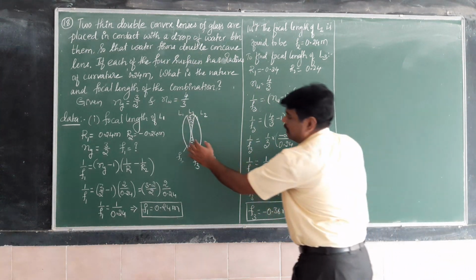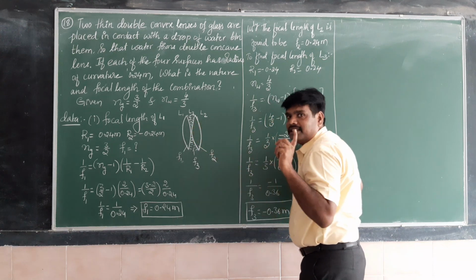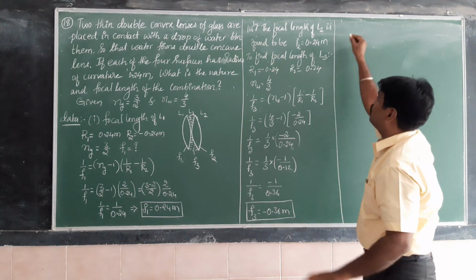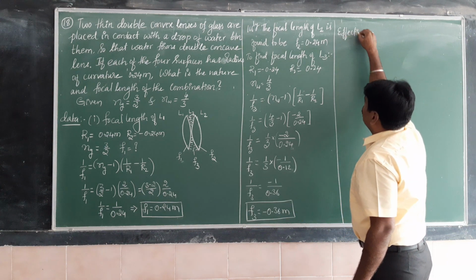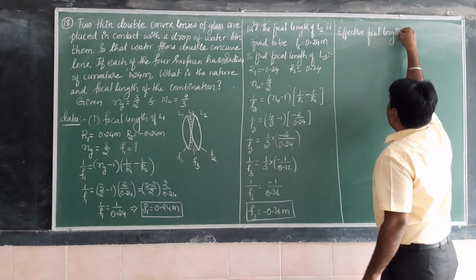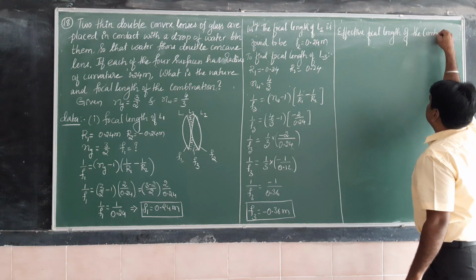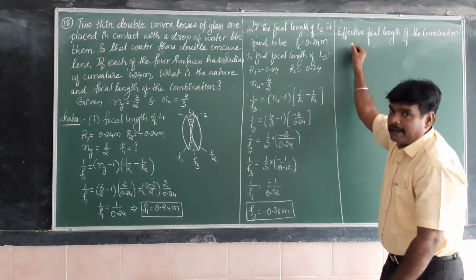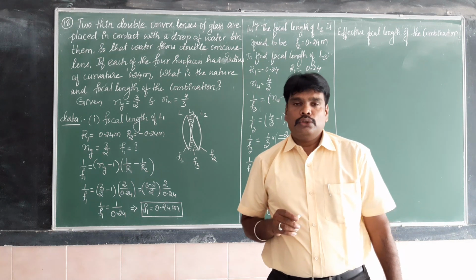So, if I take f1, f2 and f3 collectively, then it acts like a single lens. That lens has a certain focal length. That focal length is called the effective focal length. The effective focal length of the combination can be calculated by using the formula. You are familiar with this effective combination of lenses. So there is a formula.